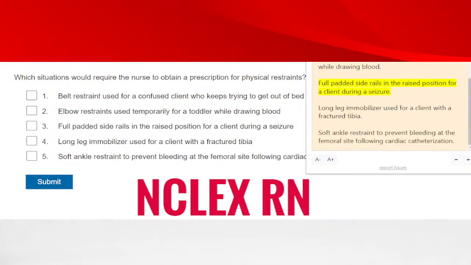Full padded side rails in the raised position for a client during a seizure. Long leg immobilizer used for a client with a fractured tibia. Soft ankle restraint to prevent bleeding at the femoral site following cardiac catheterization.